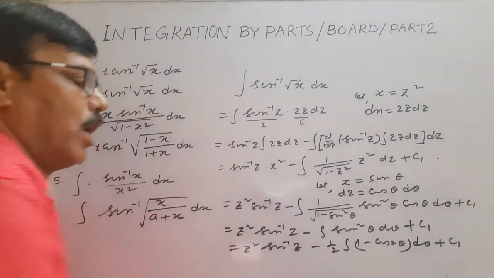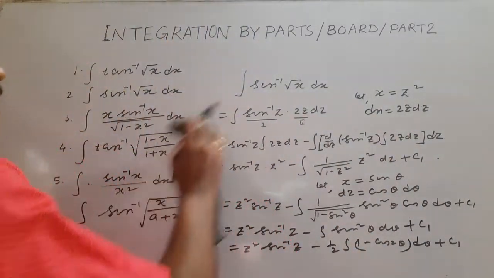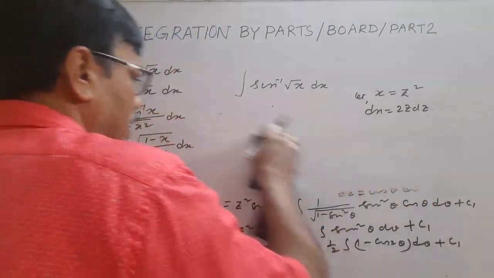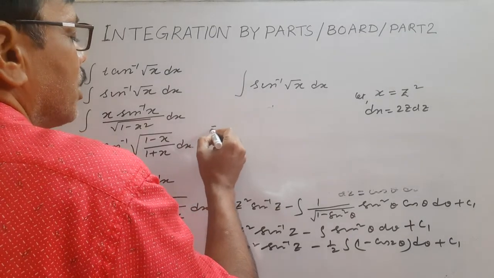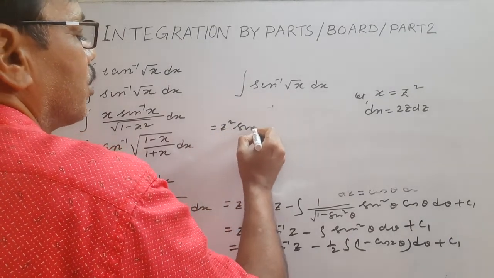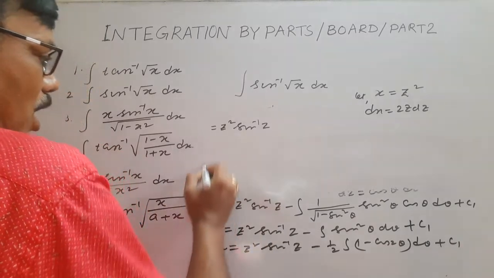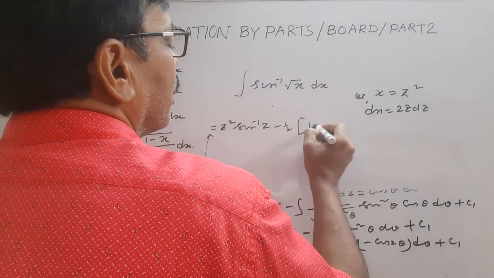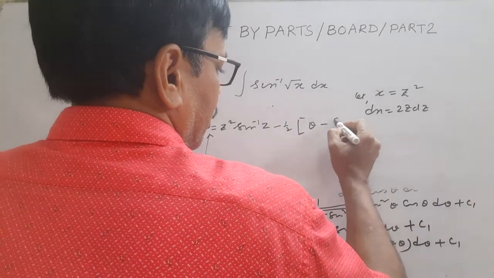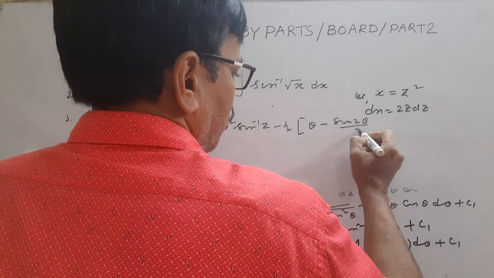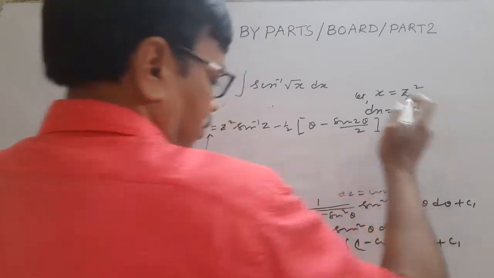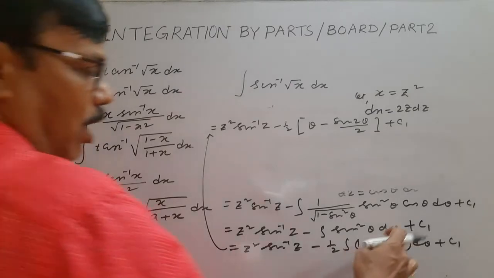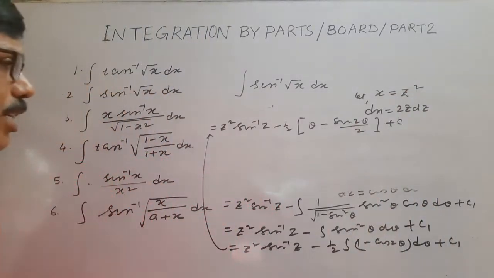Now 1 is integrable, cos 2 theta is integrable. So what we are getting: z square sin inverse z after this step, minus half, then bracket theta minus sin 2 theta by 2, plus c1. C1 plus C2, you make it C.